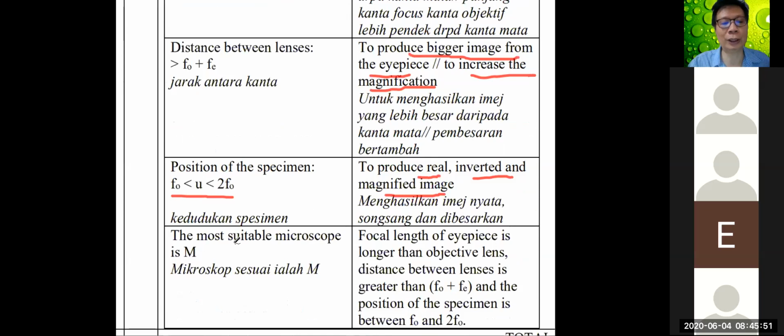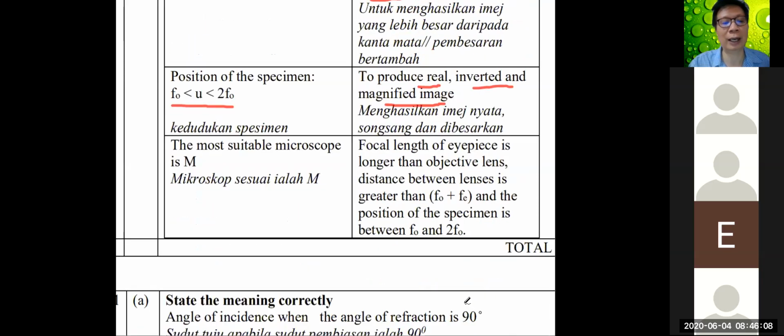Last, give the conclusion. Most suitable microscope is M, so keep the reason now. Focal length of eyepiece is long. Distance between the lenses greater than this, and the position of specimen is between 1F and 2F, and so on. Okay.